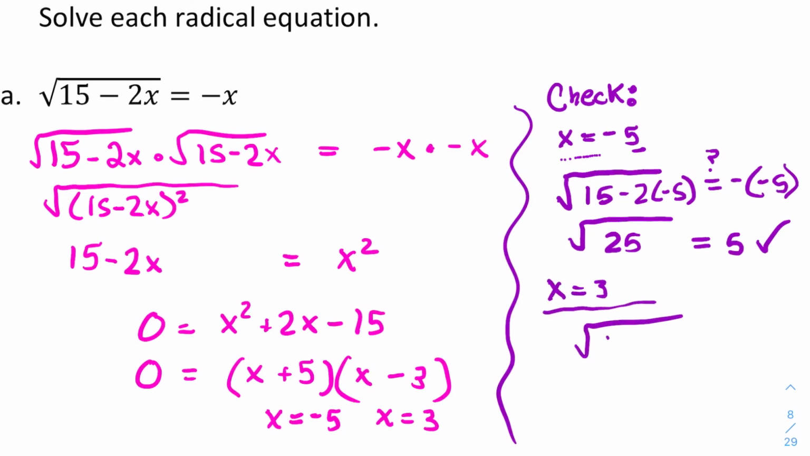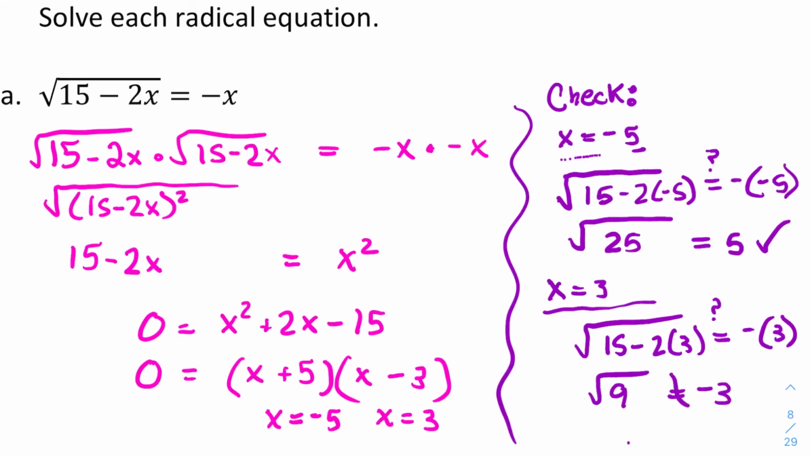How about x equals 3? 15 minus 2 times 3, we need to see if that equals negative 3 or not. Well, that's square root of 9. Square root of 9 is really just positive 3. That's the principal square root. So no, that one did not work.